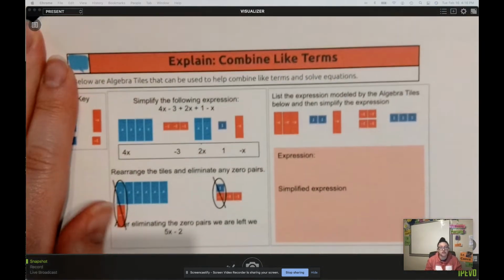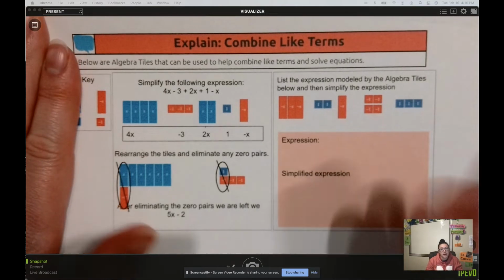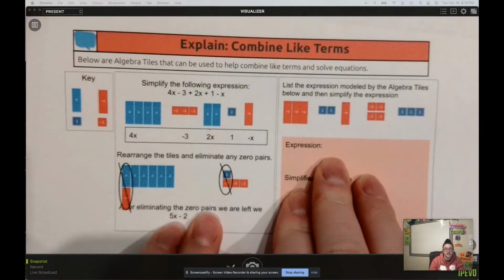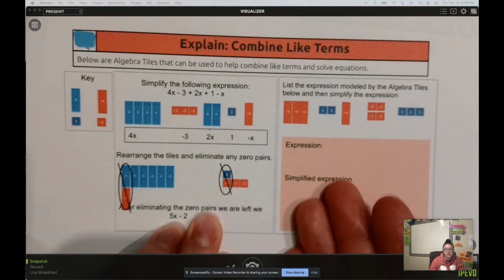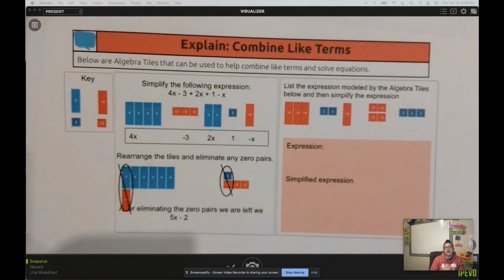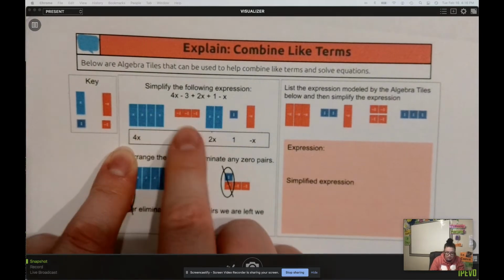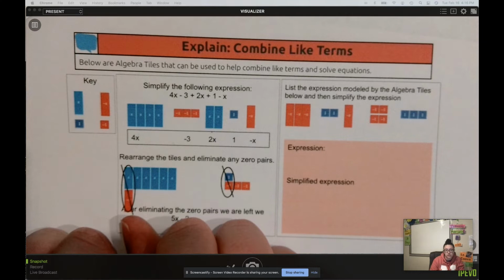Again, if you're not too sure about like terms, go ahead, pause your video and take a look at this slide in a little more detail. This shows like terms and combining them using algebra tiles. Remember, the x's are the longs, the squares are the smalls.